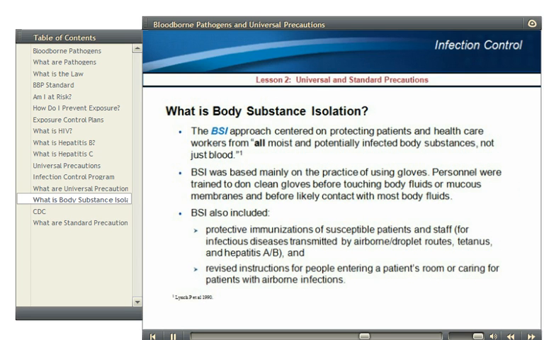BSI also included protective immunizations of susceptible patients and staff for infectious diseases transmitted by airborne or droplet routes, tetanus, and hepatitis A or B, and revised instructions for people entering a patient's room or caring for patients with airborne infections.